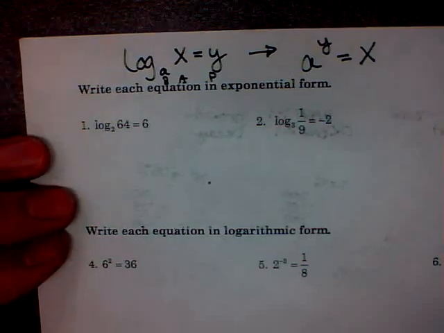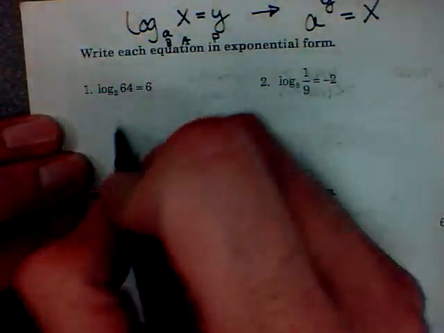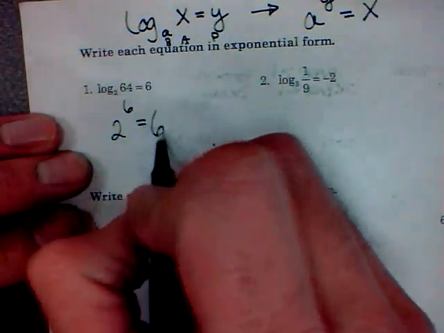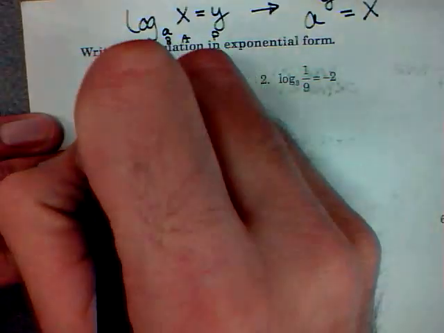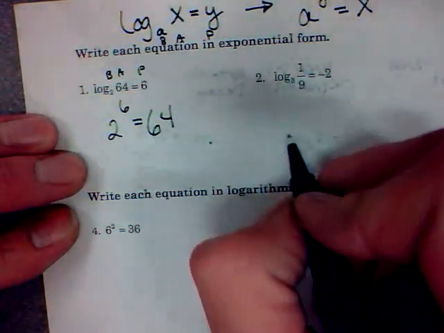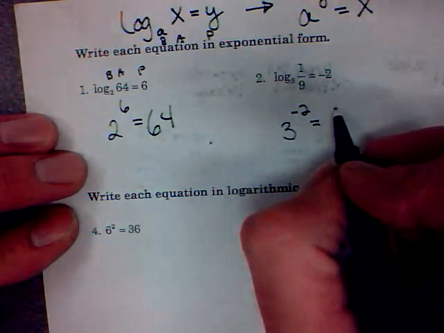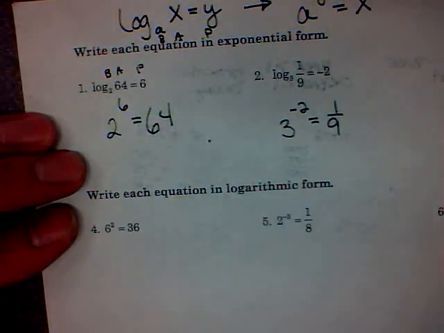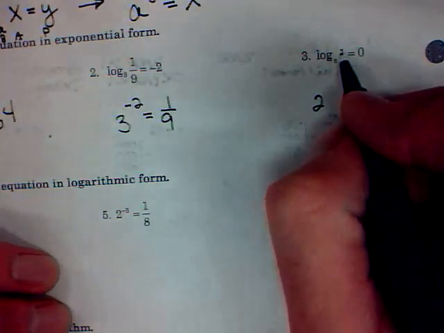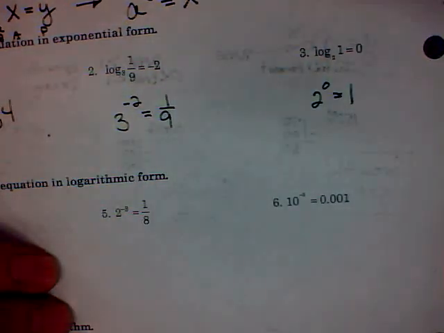Okay. So here on number 1, we've got our base, which is 2 to the power of 6 equals 64. Again, this is base, answer, power. So on number 2, your base is 3, your power is -2, equals your answer, which is 1/9. On 3, this is base is 2, power is 0, equals answer, which is 1.